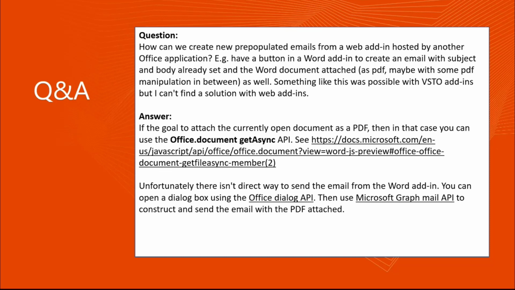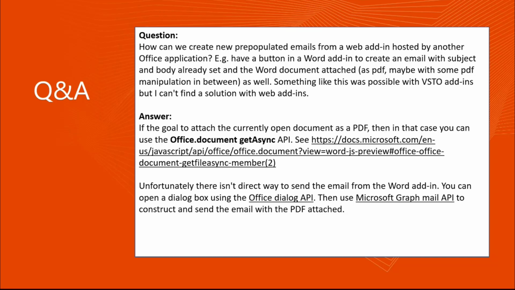And a question on how can we create pre-populated emails from a web add-in hosted by another Office application? For example, if in a Word add-in, I want a button that creates an email with a subject and a body already set and attach the Word document as a PDF. Something like this was possible with VSTO add-ins, but I can't find a solution with the web add-ins.